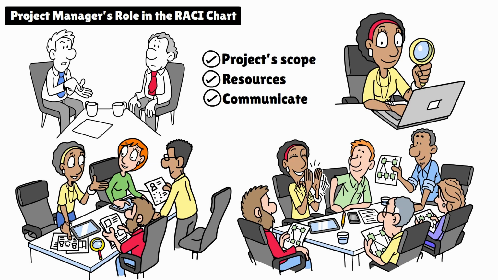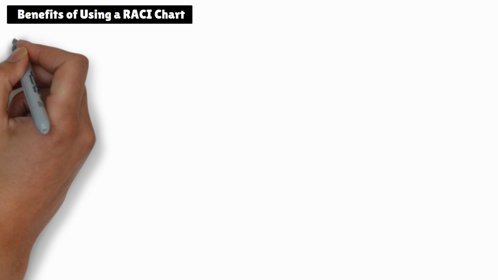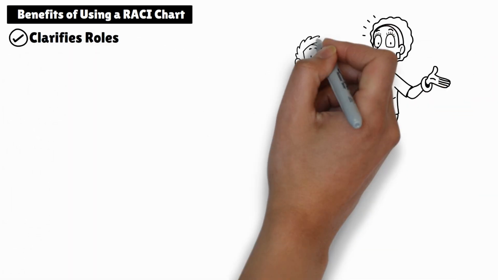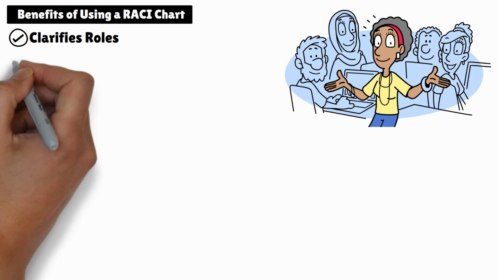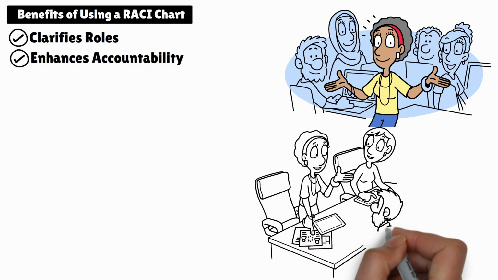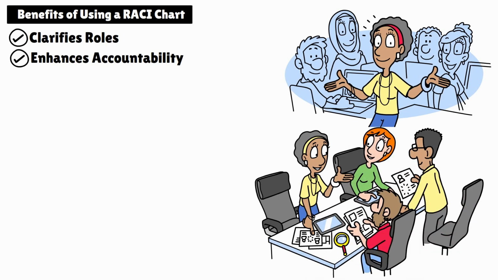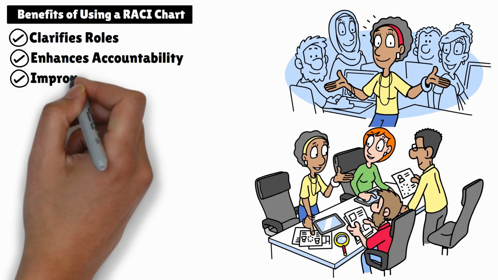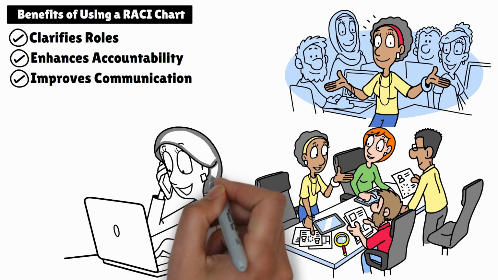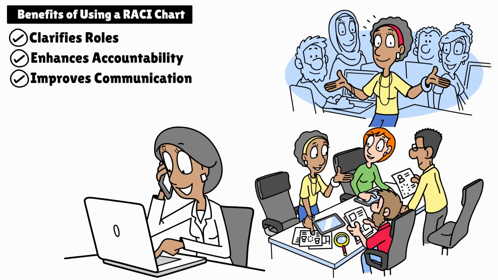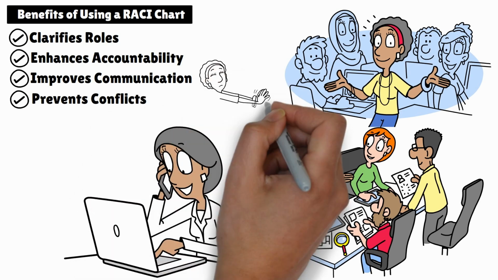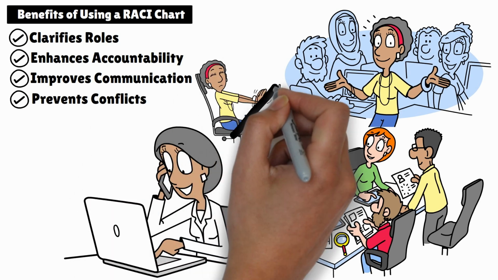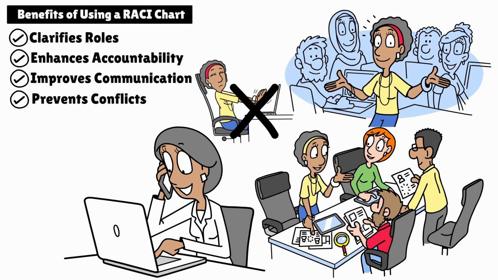Now, let's talk about the benefits of using a RACI chart. Clarifies roles. It reduces ambiguity about who's responsible for what, which leads to better team coordination. Enhances accountability. With clear accountability, you can ensure that someone owns each task. Improves communication. It explicitly defines who needs to be consulted or informed, streamlining communication within the team. Prevents conflicts. By clearly defining roles, the RACI chart helps avoid overlaps and potential conflicts in decision-making.